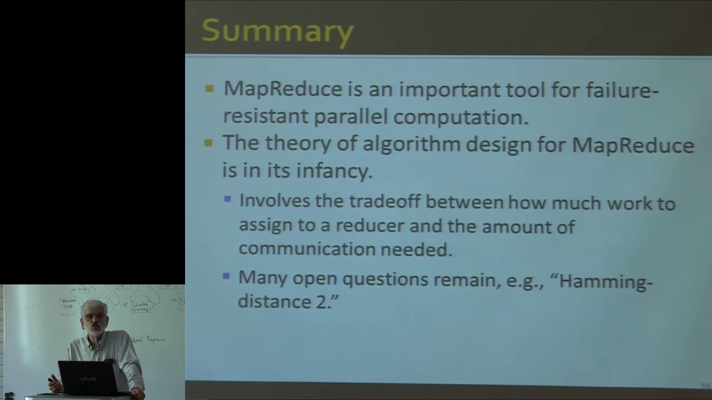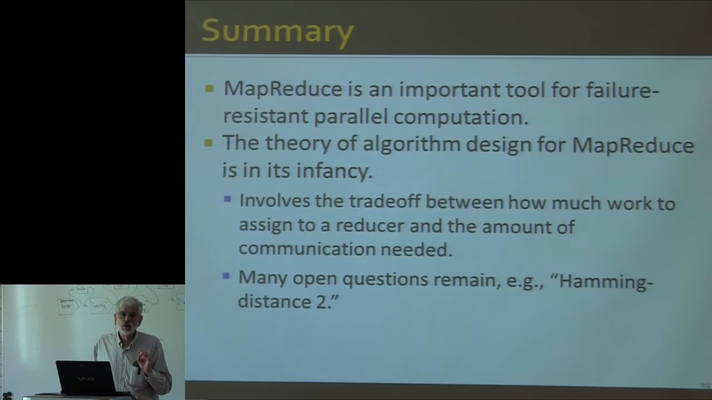Even the Hamming distance 2 problem, that is, the inputs again are bit strings of length b, and the outputs are all pairs that are at Hamming distance 2. They differ in exactly 2 bits. We don't know what the trade-off between reducer size and replication rate is there.